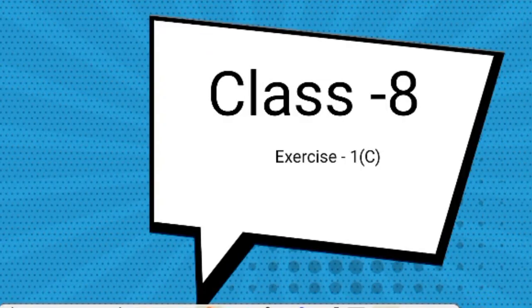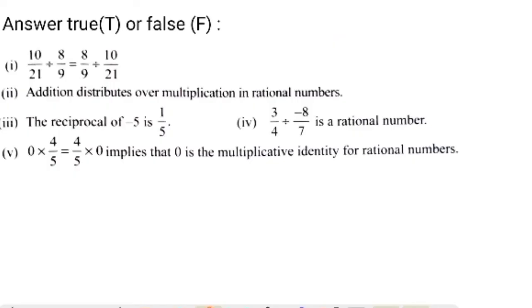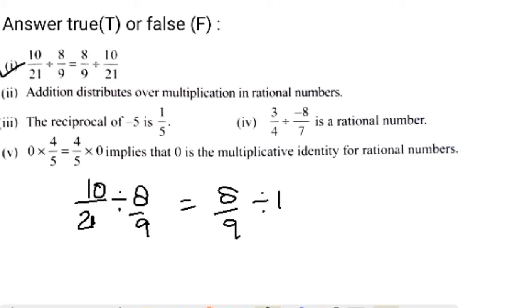Hello students, today we are starting exercise 1C. Question number 1 of this exercise is write true or false. Its first part is 10 upon 21 divided by 8 upon 9 is equal to 8 upon 9 divided by 10 upon 21. Let's check it. 10 upon 21, when you divide fractions, how do you write?